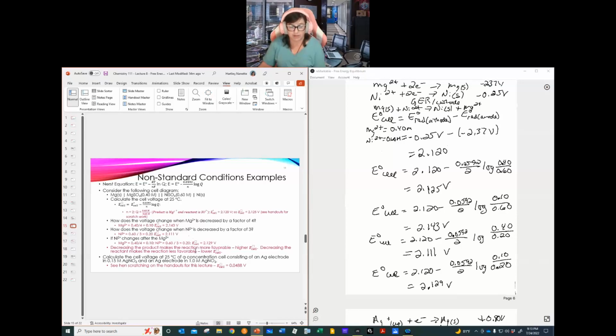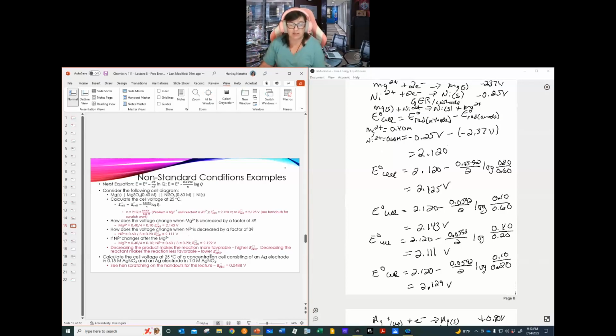Decreasing the product makes the reaction more favorable. So we have a higher E cell if I decrease the product, okay? If I decrease the reactant, it makes it less favorable. So I have a lower E cell. So less reactant means I can't go as far forward.